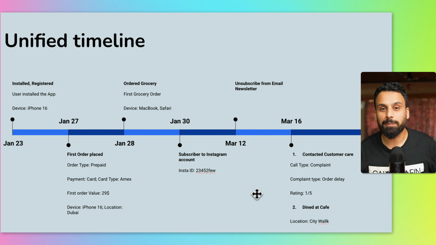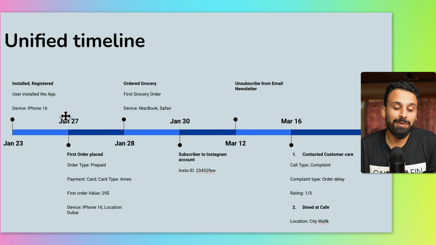Before I show you a bigger picture, I would like to show you how a user profile looks within a CDP. For every user, the timeline can look very extensive, but this is just a short example. If you click on any user, it will open and say, okay, on January 23, this phone number or email address, this user installed the app. Their device at that time was iPhone 16. On January 27th, they did their first order.